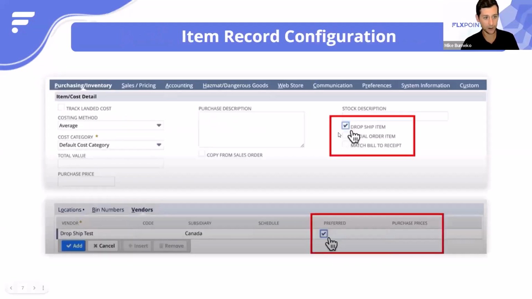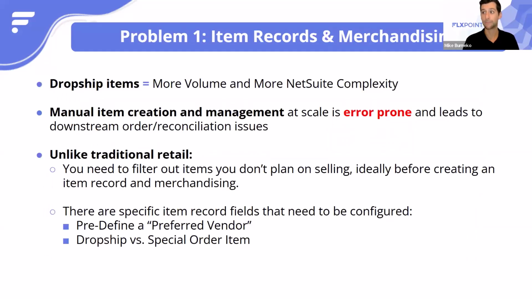So, kind of on the top of my screen here, with each item record in NetSuite, once we enable this feature, we have to select that it's a dropship item. We can also select if it's a special order item. The main difference is that a dropship item is sent directly from the vendor to the end customer. A special order item in NetSuite, which we call cross-docking in Flexpoint, is where you bring an order or multiple orders into your own fulfillment center, package those up, and then send them out to the end customer yourself. So both of those come with their own downstream effects.